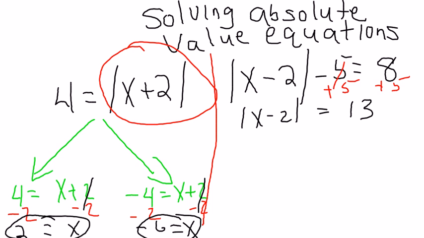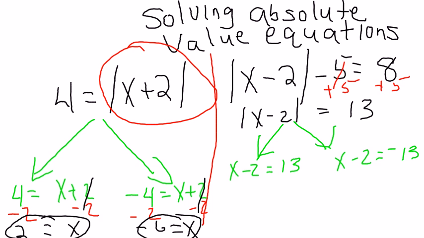Great. Well, now our absolute value is by itself, so we can go ahead and split it into its positive and negative half. Now remember that when we're talking about absolutes, there are usually two answers. So we've got x minus 2 is equal to 13, and x minus 2 is equal to a negative 13.